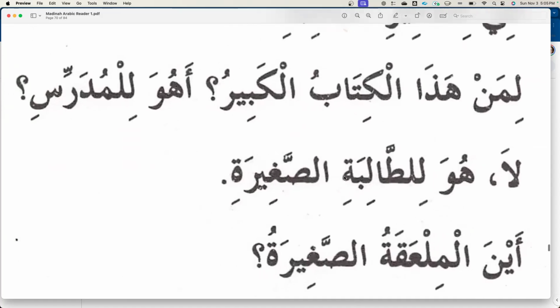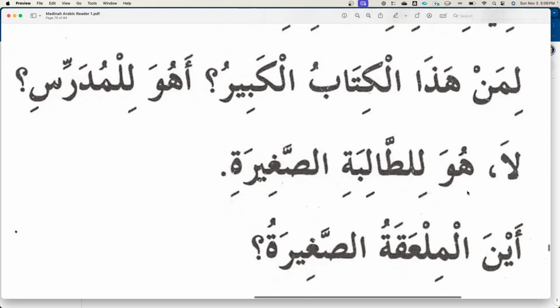What is huwa pointing to? What is the huwa here? No, the student is a female. What is the it pointing to? Kitab. Exactly. Liman hadha al-kitab al-kabir. Who does this big book belong to? أهو للمدرس? Does it belong to the teacher? لا. هو للطالبة الصغيرة. No, it, meaning the book, belongs to the small, the little student. Okay, great.